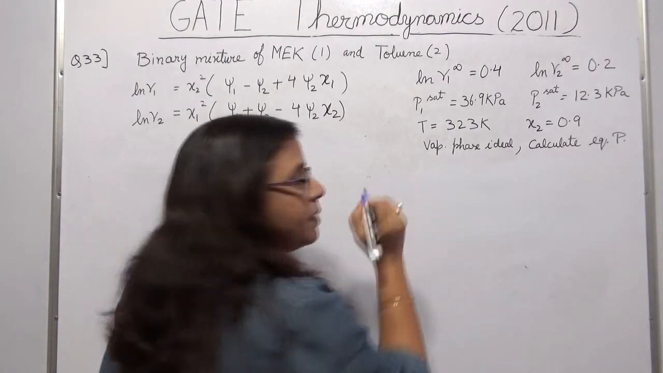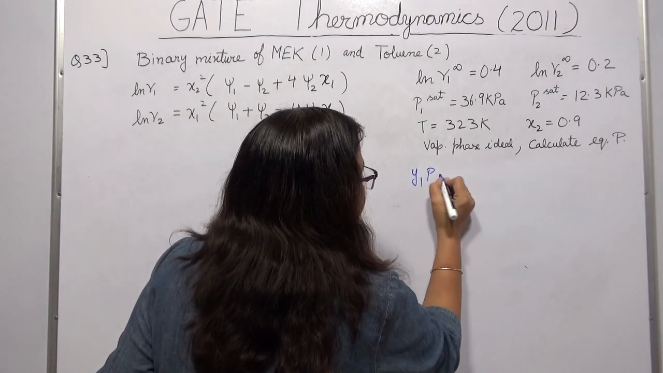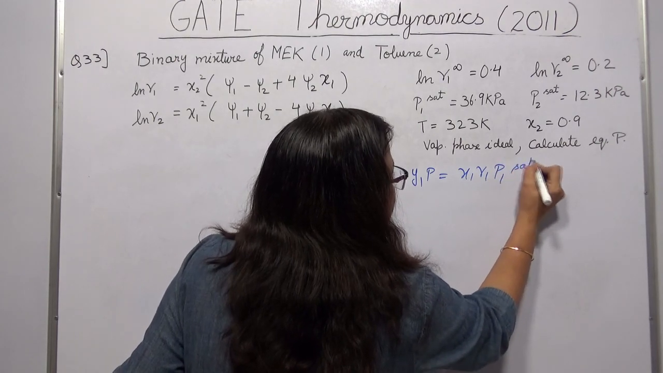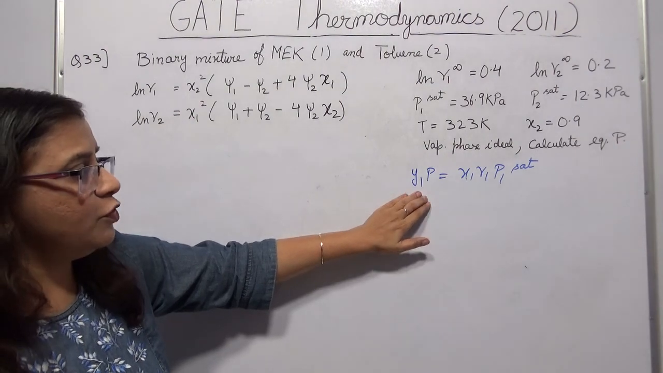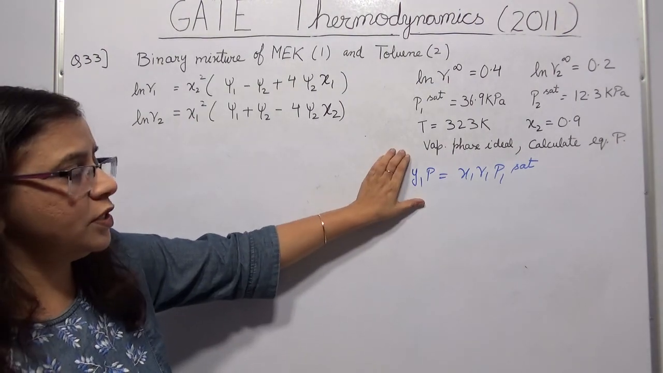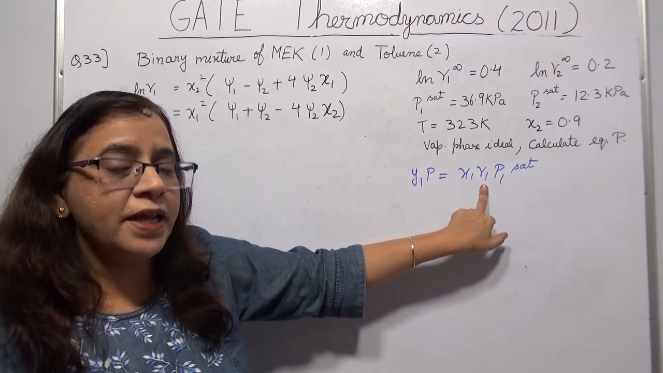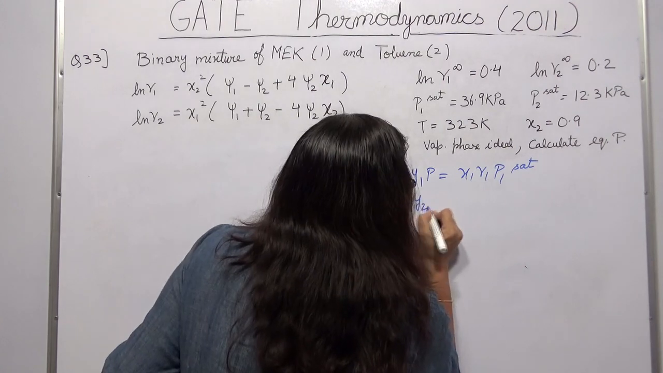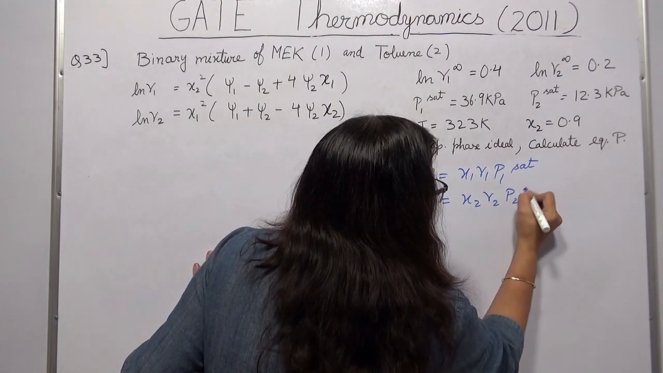So I am going to write my Raoult's law for both the components. Okay, so y1P is equal to x1 gamma 1 P1 saturation. I'm assuming that my vapor phase is ideal, so that's why you do not have a fugacity coefficient over here, but your liquid phase is non-ideal, so that's why I have included my activity coefficient on this side. Okay. Similarly, for component 2, I am going to write x2 gamma 2 P2 saturation.